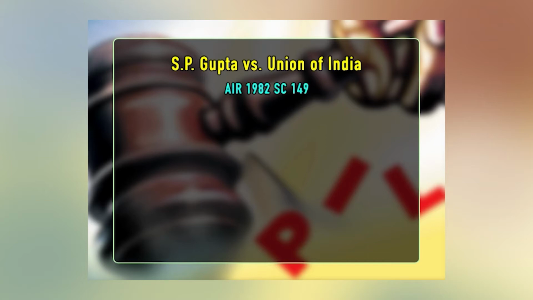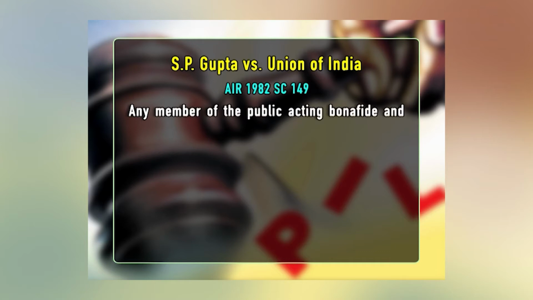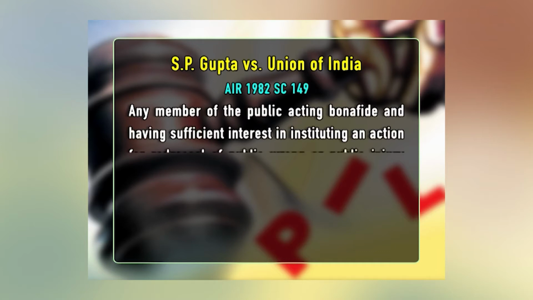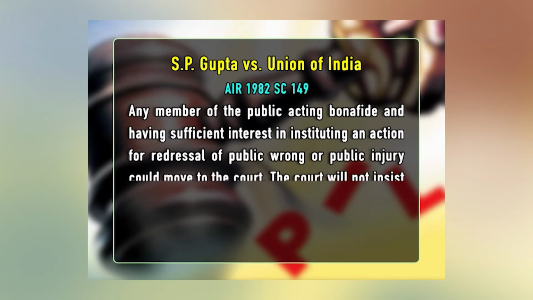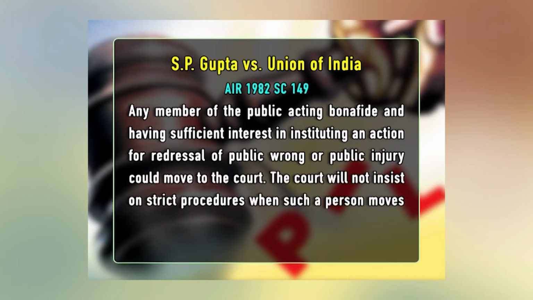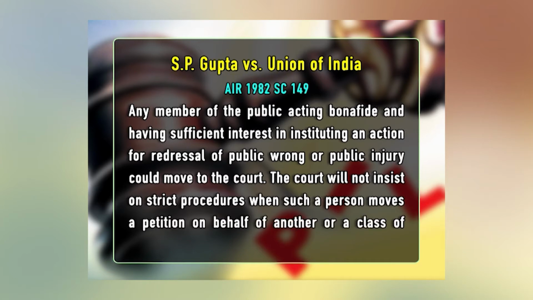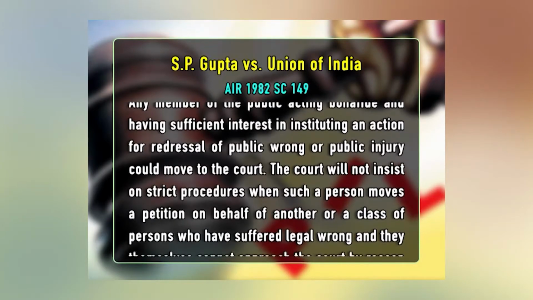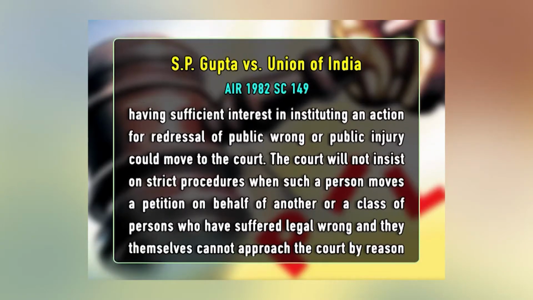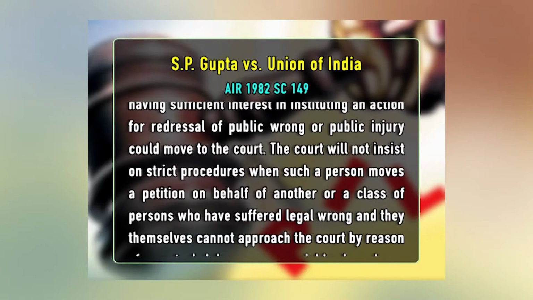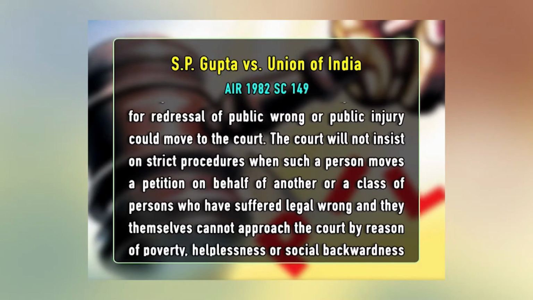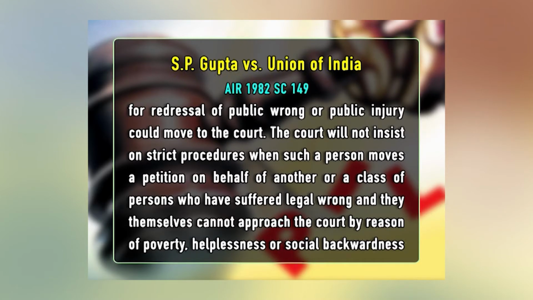The strict rule of locus standi was first relaxed in the case of S.P. Gupta versus Union of India. The 7 judges Constitution bench by a majority ruled that any member of the public acting bona fide and having sufficient interest in instituting an action for redressal of public wrong or public injury could move to the court. The court will not insist on strict procedures when such a person moves a petition on behalf of another or a class of persons who has suffered legal wrong and they themselves cannot approach the court by reason of poverty, helplessness or social backwardness.